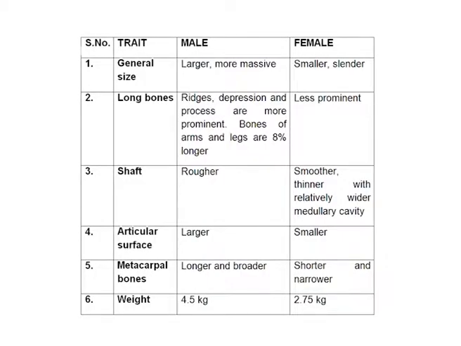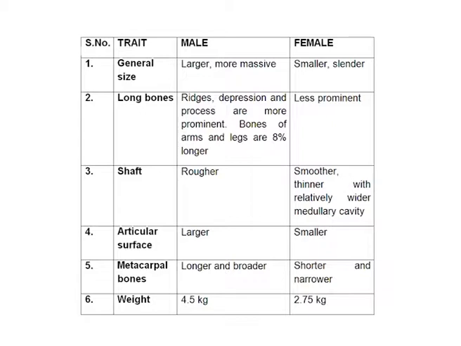Now, we will understand the difference between male and female skeletons with the help of this table. If we talk about the general size, the male skeleton is larger and more massive, whereas in females the general size is smaller and slender. In the long bones, males have ridges, depressions and processes that are more prominent. Bones of the arms and legs are 8% longer, whereas in females they are less prominent.